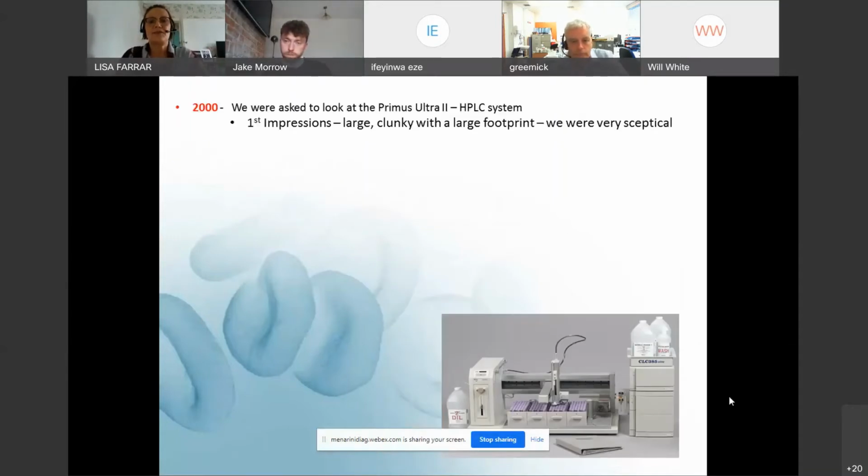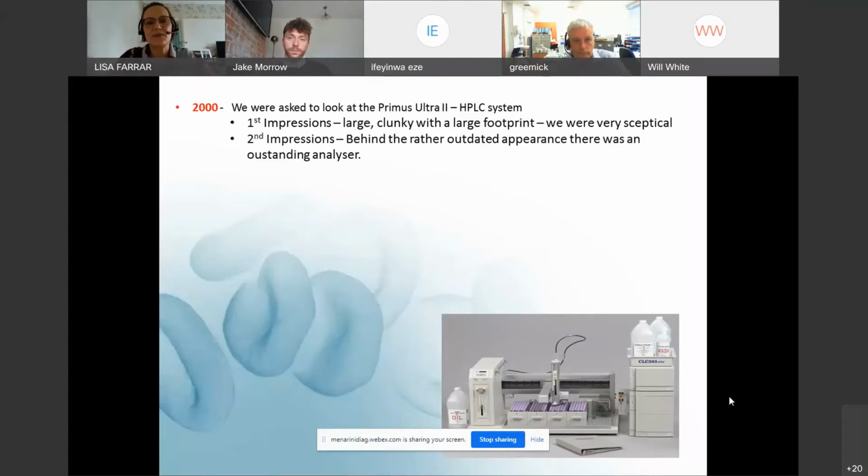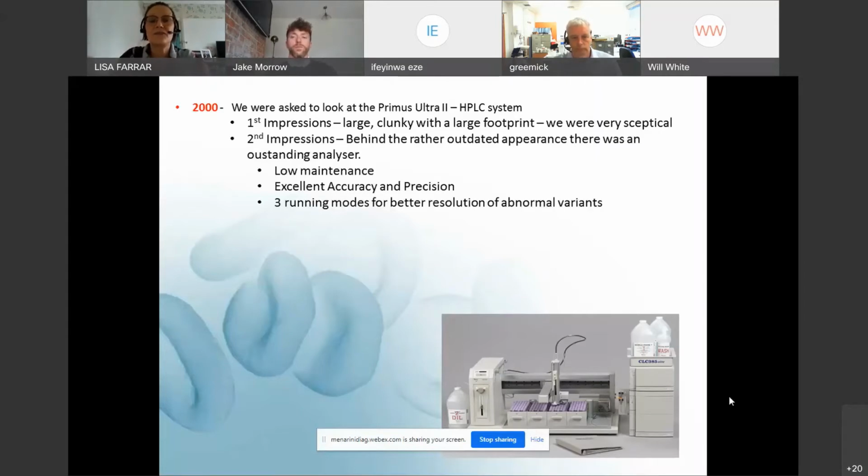So our first impressions of the Primus was it was large, it was clunky, and it had a huge footprint. We were very sceptical that it could replace our small petite analyzer that was working fine in the laboratory. However, second impressions, we found that behind the rather outdated appearance, there was an outstanding analyzer. It had low maintenance, it had excellent accuracy and precision. It had 3 run modes for better resolution of the abnormal variants and differential diagnosis.